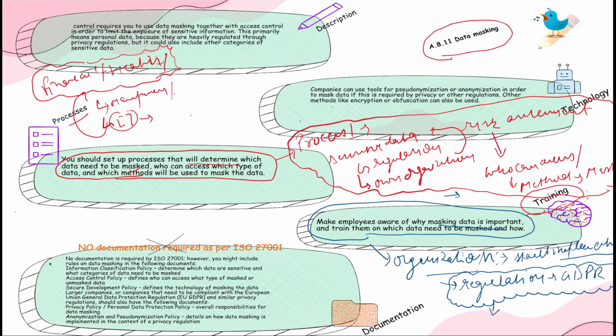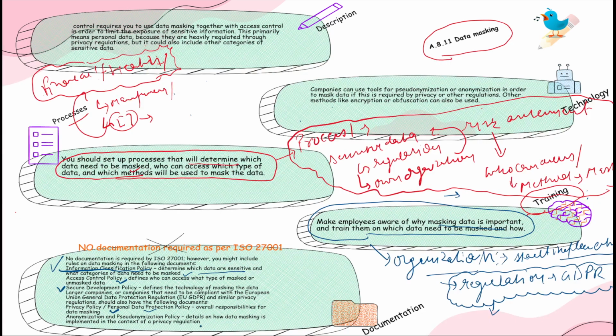Okay. Now, what documentation can you have at a high level? You can have an information classification policy, to determine which data is sensitive and what categories of data need to be masked. It is as simple as that. An access control policy defines who can access, and a secure development policy. So, this is important to understand: define the technology of masking the data. Larger companies, or companies that need to be compliant with the European Union General Data Protection Regulation and similar privacy regulations, should have the following documents: a privacy policy, a personal data protection policy, and an anonymization and pseudonymization policy.